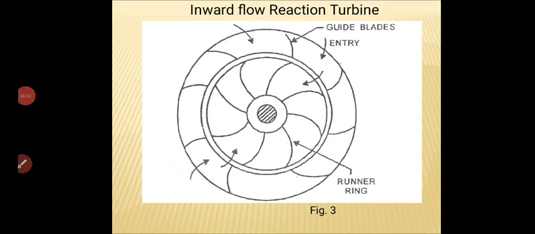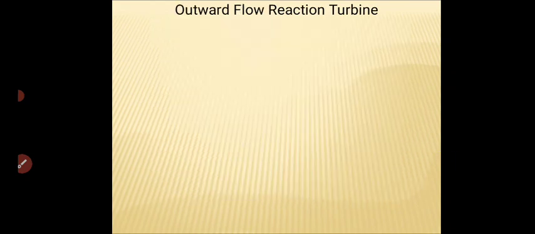Inward radial flow reaction turbine. Observe this diagram. You will get an idea about the inward flow reaction turbine. Inward flow reaction turbine means, observe this figure number 3. The water enters at the outer circumference of the wheel and flows radially towards the runner. So this is inward flow reaction turbine.